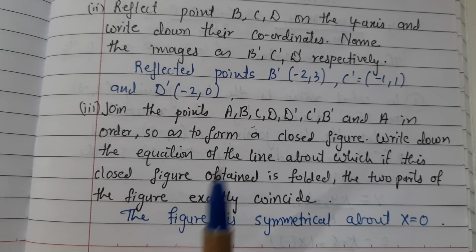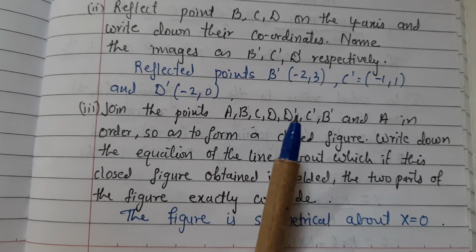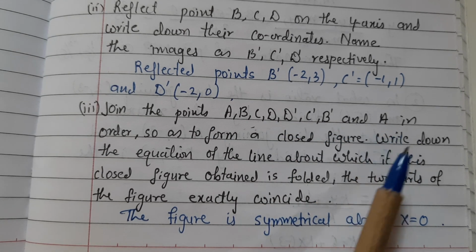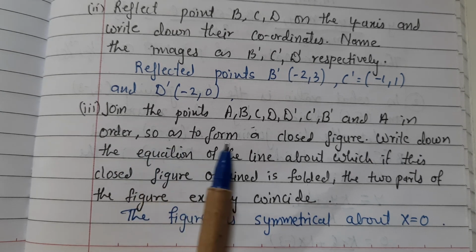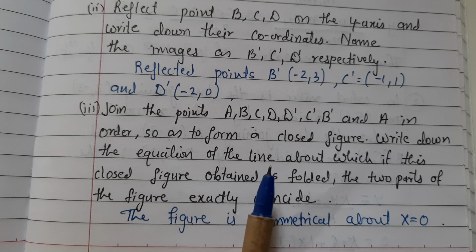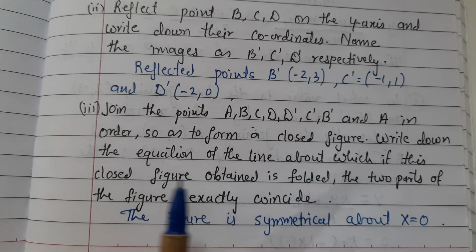Join the points A, B, C, D, D dash, C dash, B dash and A in order so as to form a closed figure. Write down the equation of the line about which, if this closed figure is folded in two parts, the figure exactly coincides. The figure is symmetrical about x equals 0.